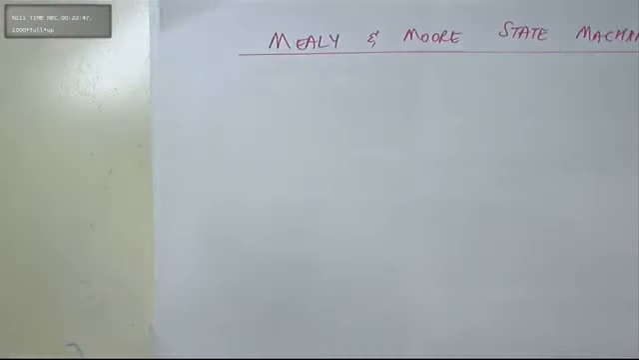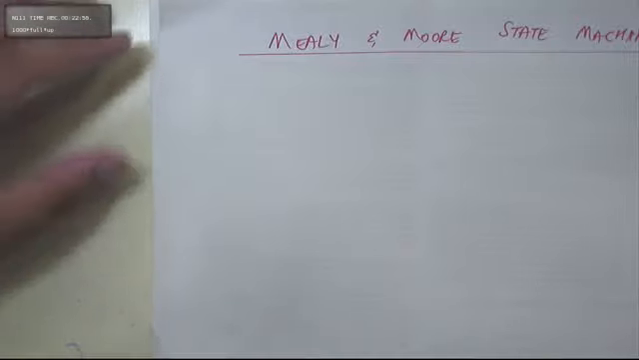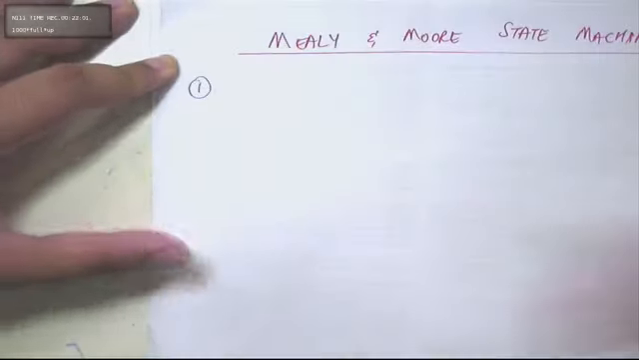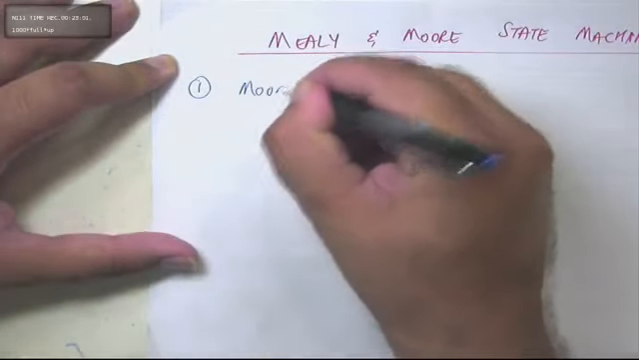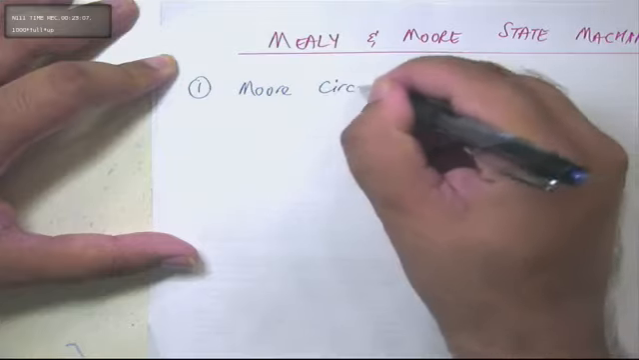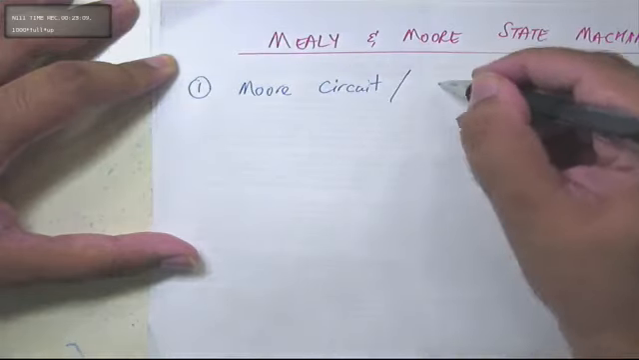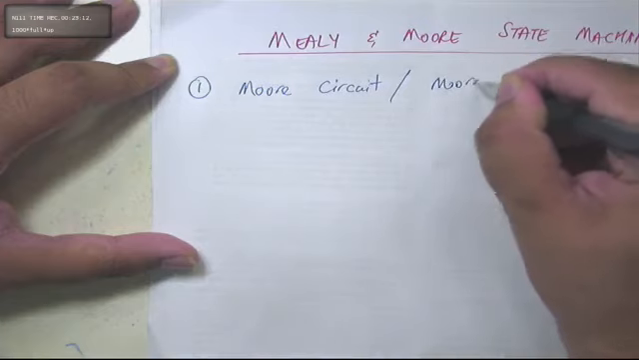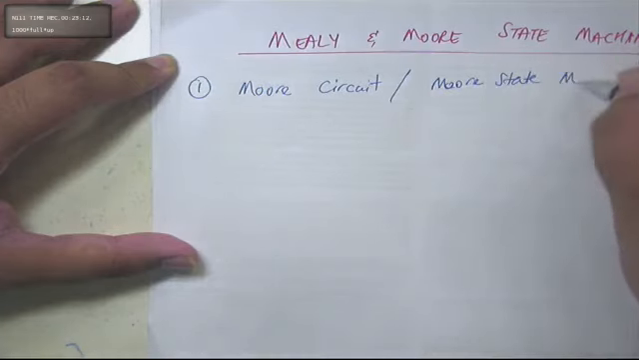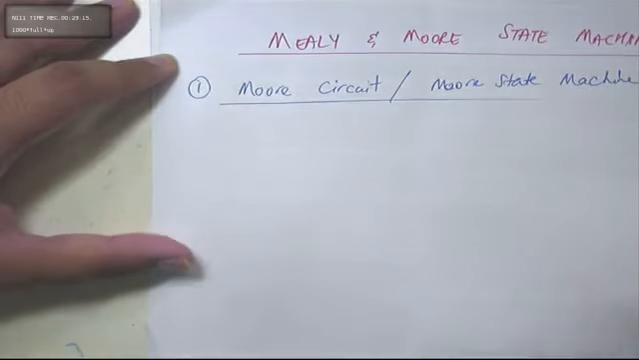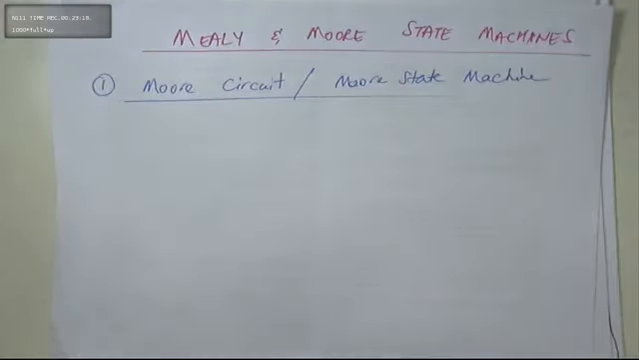State machines. All right. Okay. So let's start off with the first one. What is a Moore machine? What is a Moore circuit? What is a Moore state machine? Okay, it's really simple, right? And it comes down to the state diagrams.